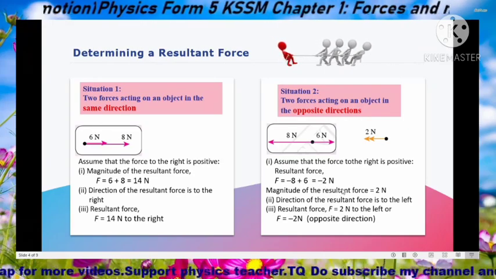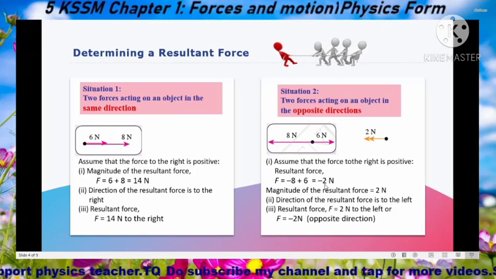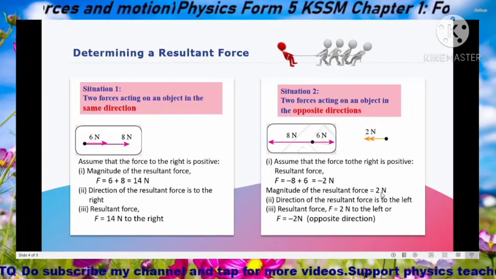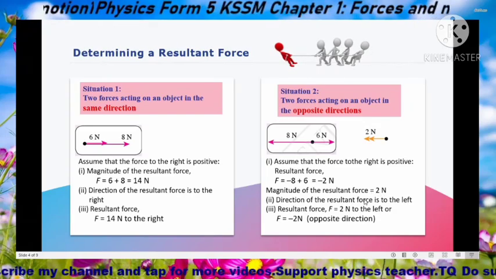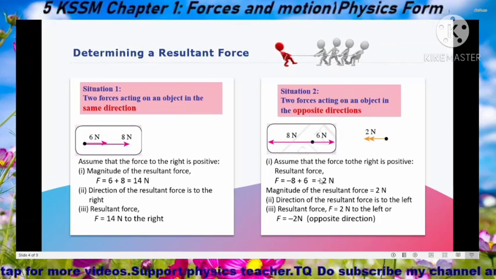So resultant force negative. This one shows that resultant force is to the left. Okay, so magnitude of resultant force 2 Newton, direction to left. Okay, that's why we get negative sign here.